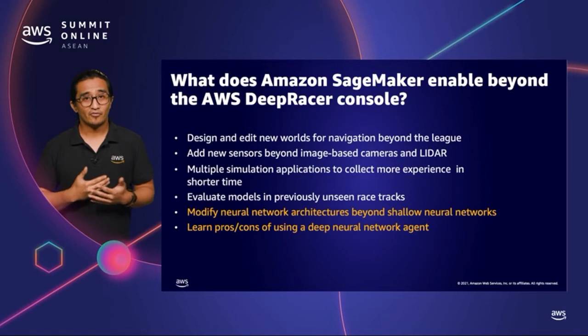And the most important of all, one of the core concepts of deep reinforcement learning is the neural network architecture that enables you to learn a certain track. And this is exactly what we're going to cover in this session. We will discuss how to change the neural network, learn the pros and cons of modifying the neural network on our reward function, and improving the performance of your reinforcement learning agent.